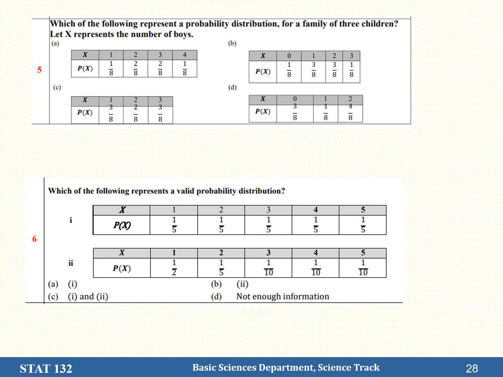Which of the following represent a probability distribution for a family of 3 children? Your x represents the number of boys. So let's look at the sample space for the gender of 3 children in a family. They might be all girl, and 2 girls and 1 boy. And here might be first girl and then boy, then girl.